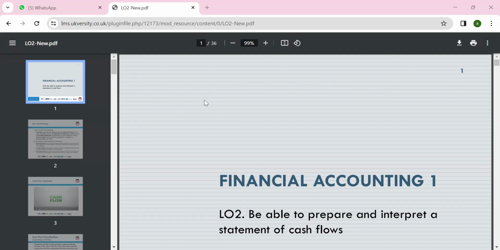Today's lesson will focus on preparing and interpreting the statement of cash flow, which we prepare under IAS 7. What is IAS 7? International Accounting Standard 7. Does anyone know about Accounting Standard 7? Any thoughts? Okay, so IAS 7 has 3 activities. How many activities? 3 activities under cash flow.